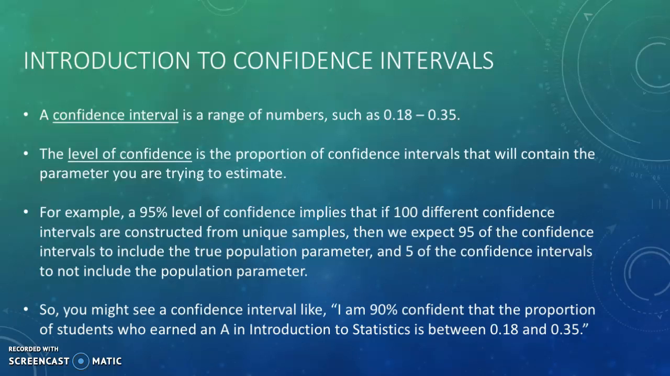You might see a confidence interval that says something like, I'm 90% confident that the proportion of students who earned an A in Intro to Statistics is between 0.18 and 0.35. Just as an example, that's the language that you'll be seeing for interpreting a confidence interval.